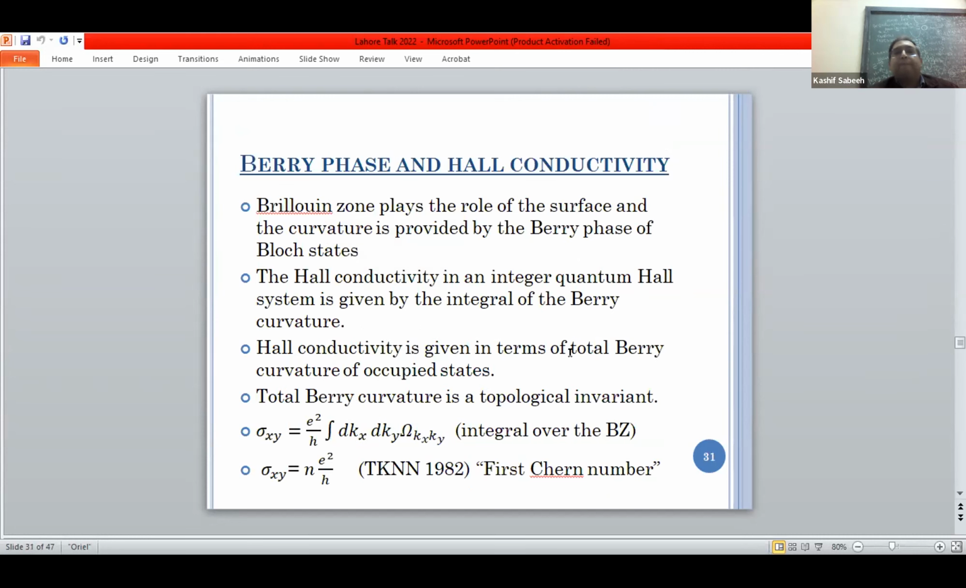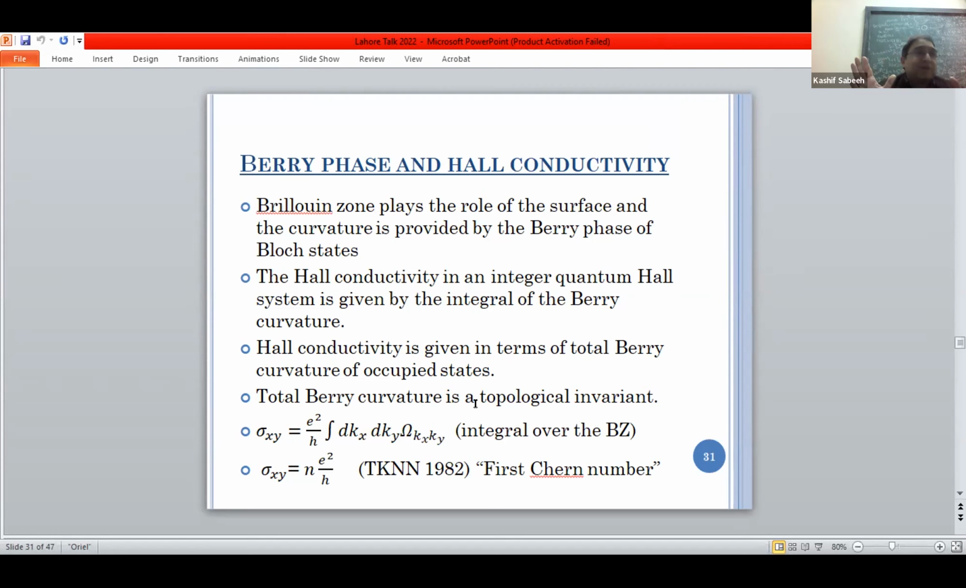So Thouless, Kohmoto, Nightingale, and den Nijs wrote a very influential paper in 1982 where they showed that the Hall conductivity, the extreme quantization of Hall conductivity that von Klitzing found in experiments, can be explained on the basis of topology, that is related to topological invariance. And this was the first topological invariant that was realized. And this is what is called the first Chern number.